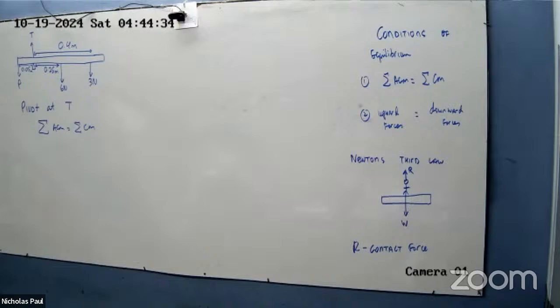Which one is clockwise? So the 6 and 3 are clockwise and the P is anti-clockwise. And you notice what I did: I made sure the units for distance are in meters. I did not put in centimeters.